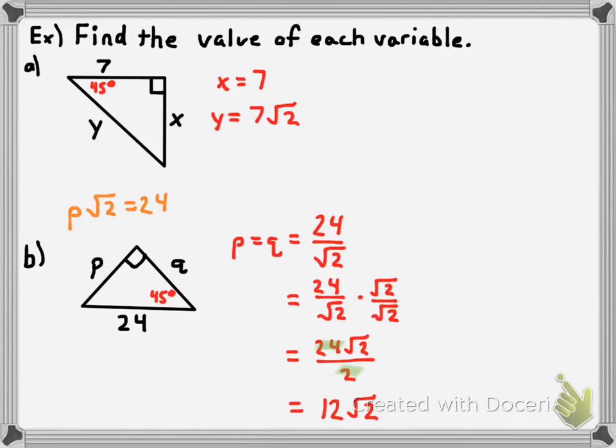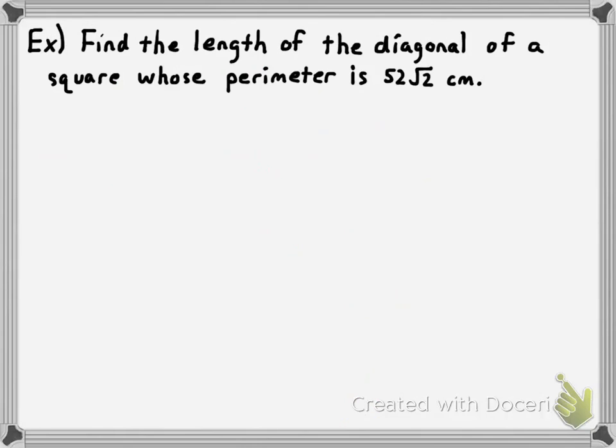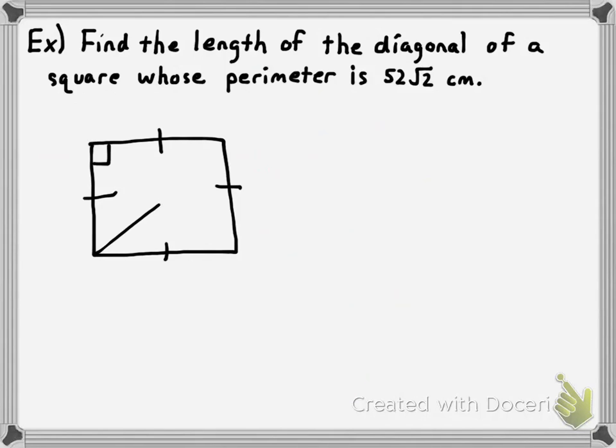Good. A couple more problems here involving 45, 45, 90 triangles. In this one, I want us to find the length of the diagonal of a square whose perimeter is 52 square root of 2 centimeters. First thing we need to do is draw a square, of course. So there's our square. And then let's go ahead and draw its diagonal. So again, D for diagonal. And what we're told is that the perimeter of the square is 52 square root of 2 centimeters.